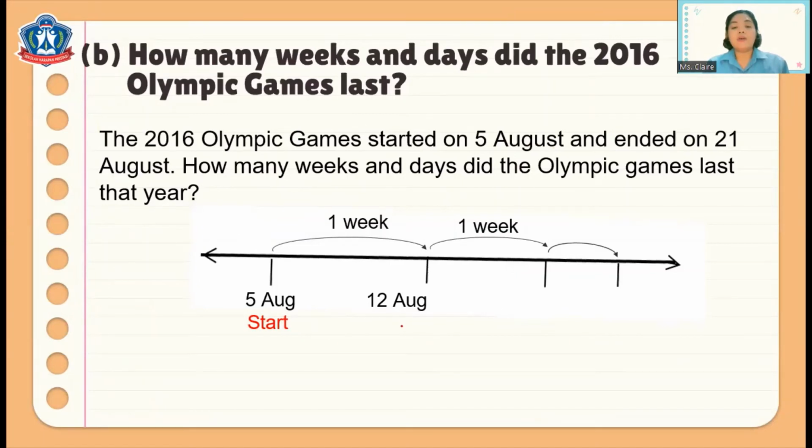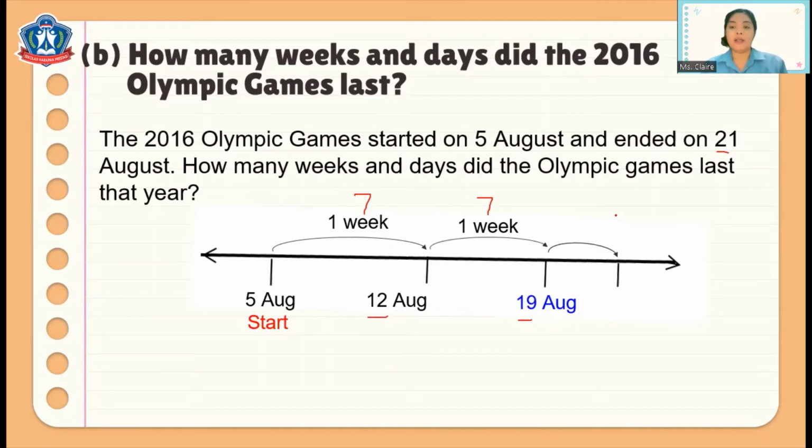Then we add another week. Remember, 1 week is 7 days. So 12 plus 7. So we add 7. When we see 1 week is 7 days, so 12 plus 7 is 19. Remember, it ended on 21. If we add 7 to 19, that is already 19 plus 7 is 25.